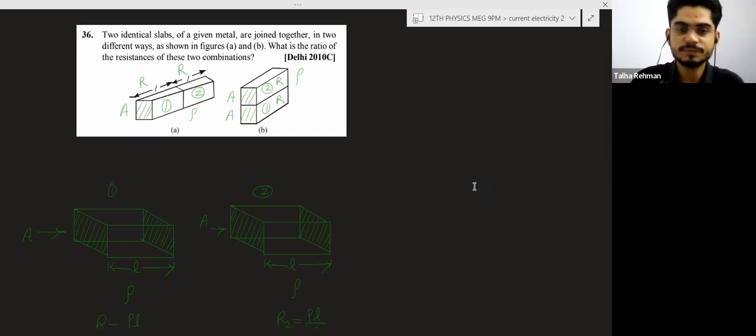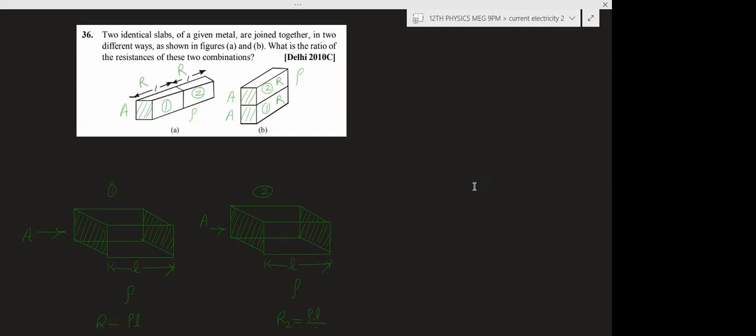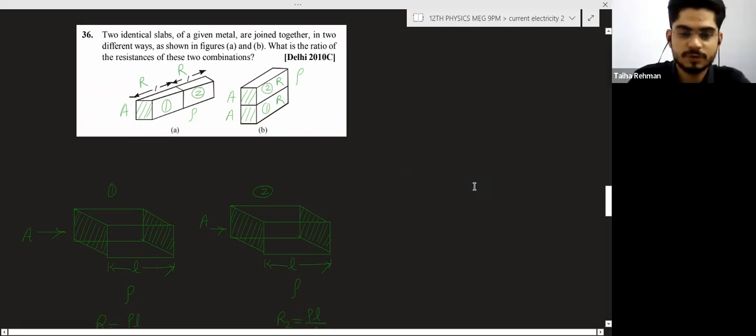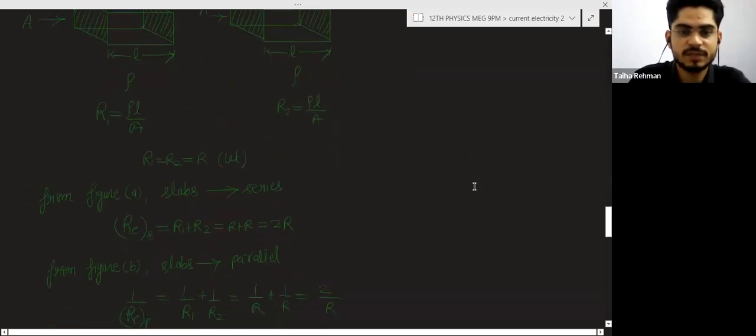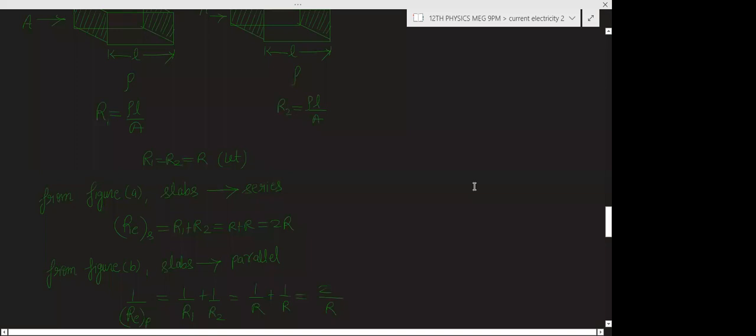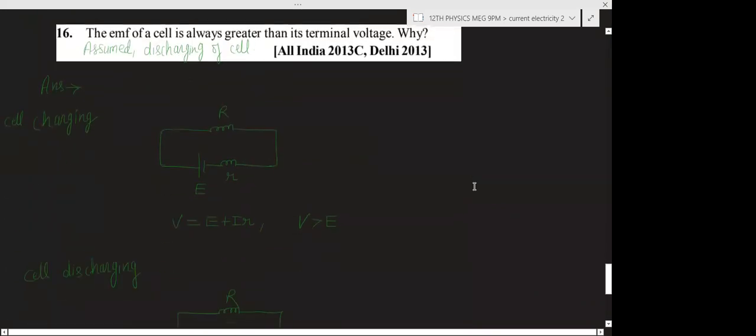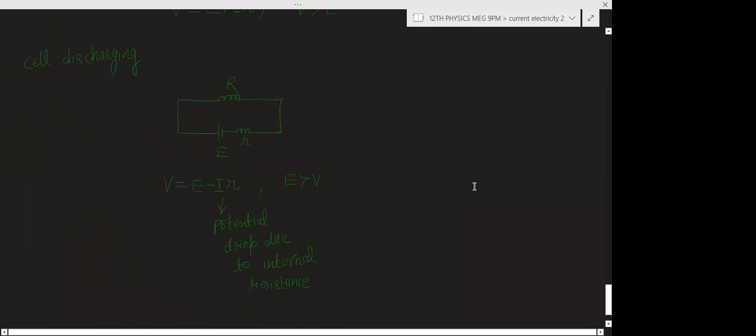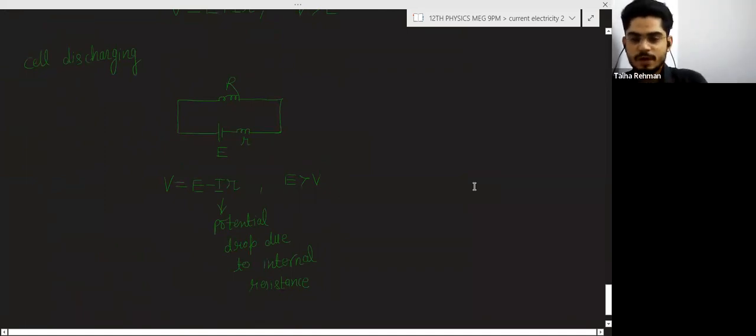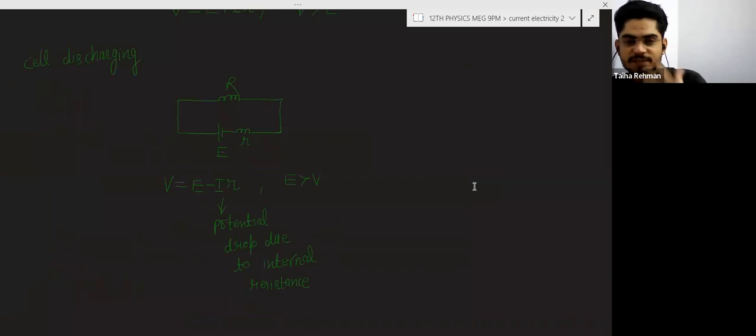Taken the screenshot? Sir, 1 minute. Okay. Done. Very good. Now, let's take this. Done. Okay, now this. Done. Okay, this. Done. Now, fine. Done. So, got the concept of charging and discharging?